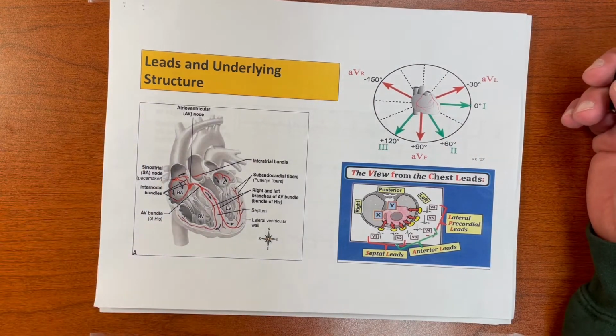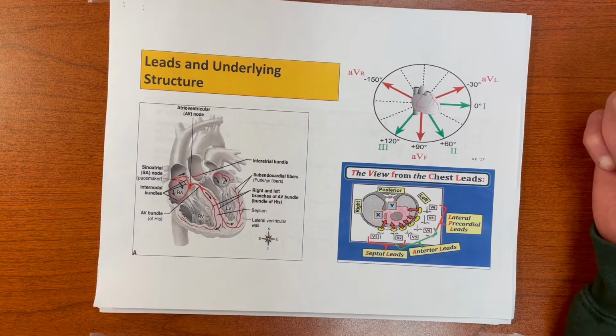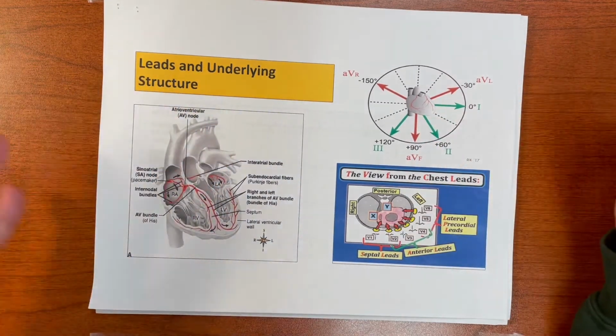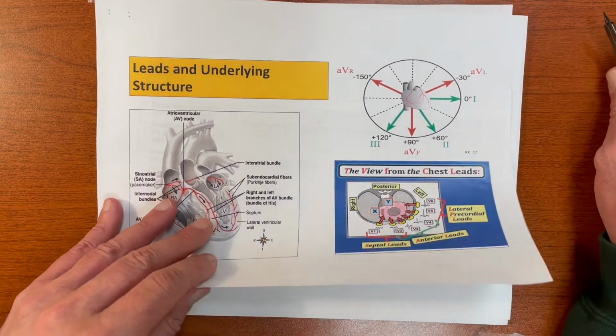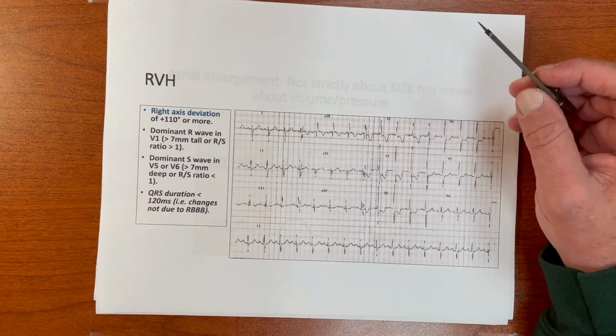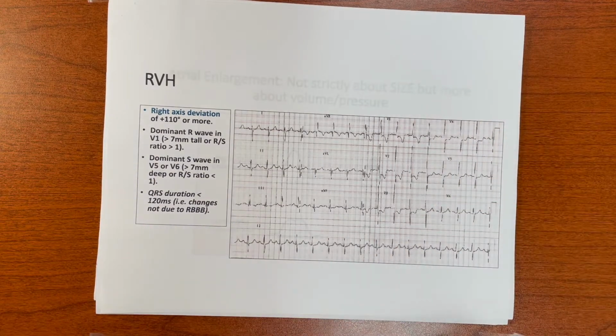Okay, and now this is what we do. We just think to ourselves, what would we guess? Knowing this, what would we guess we would see with RVH? So this is what we see. Let us look.